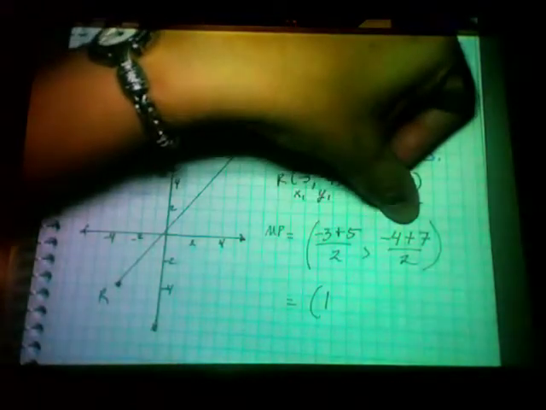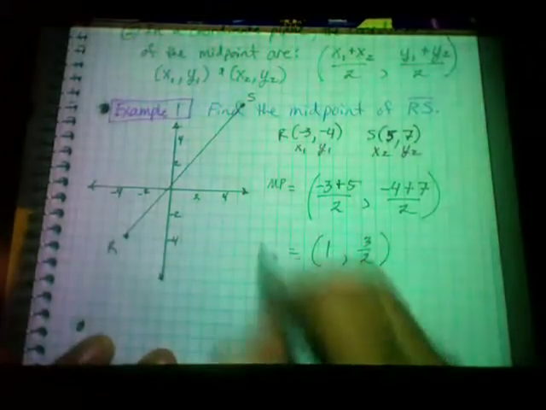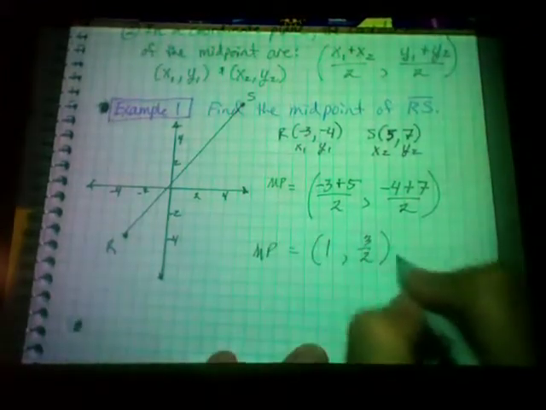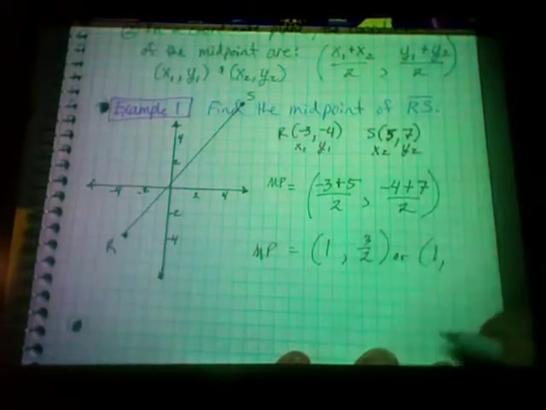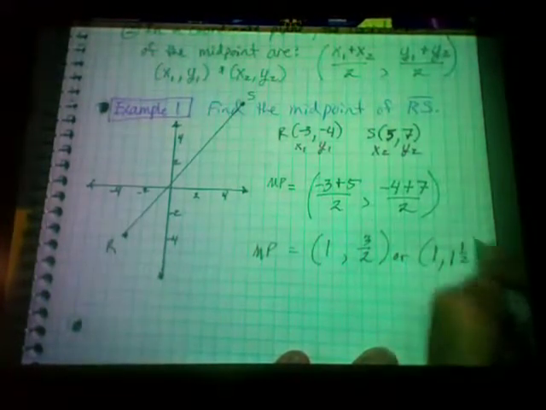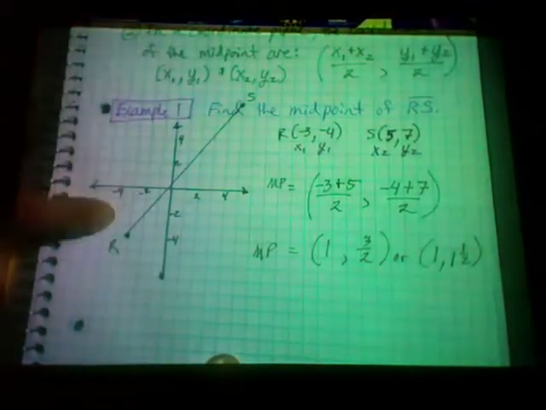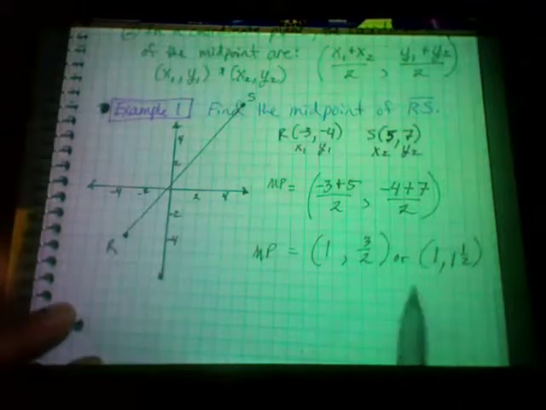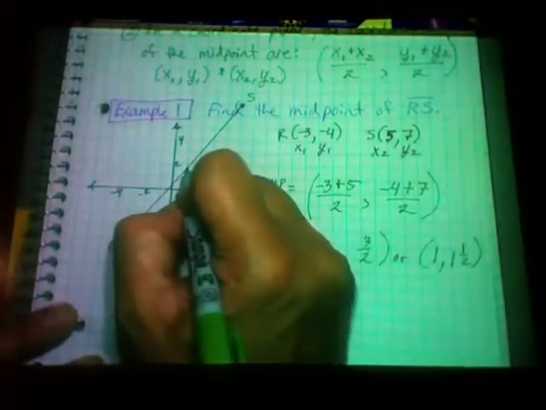What's -4 plus 7? Positive or negative? Positive 3 over 2. So that's 3 halves, right? You could write your midpoint coordinates like this, or you can look at it as 1 what? What's 3 halves as a mixed number? 1.5. Let's plot that and see if it actually falls on this line segment and see if it looks like it's in the middle. So you're going to go to the right one, up 1.5. So here's the right one, up 1.5.